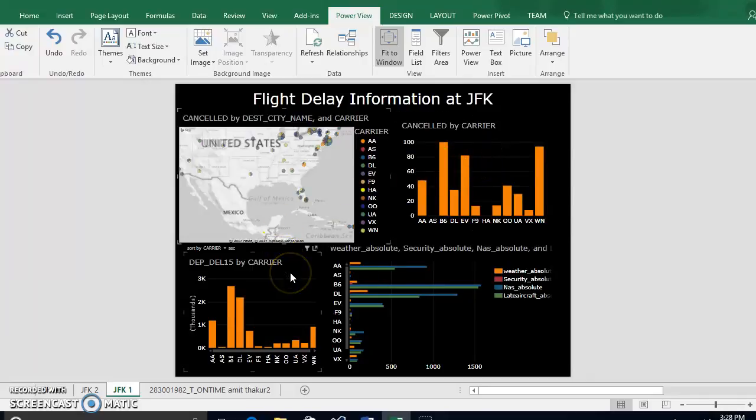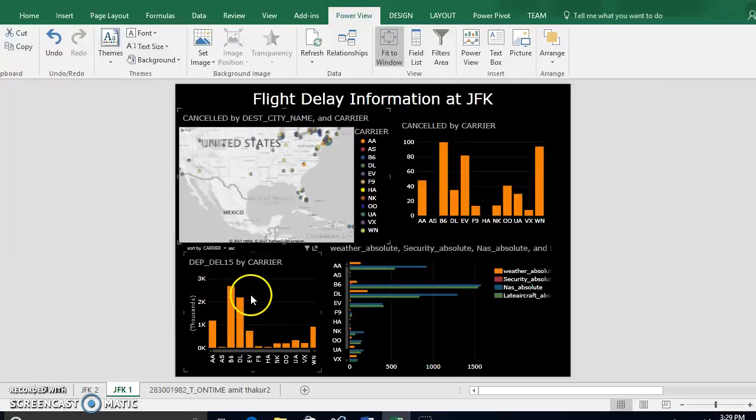At the bottom left of the dashboard is another bar graph, and this shows the number of flights that were delayed by more than 15 minutes per airline. You can see American Airlines had over 1,000 flights which were delayed by over 15 minutes. JetBlue had almost 2,500 flights which were delayed by over 15 minutes. And so is the case with Delta.